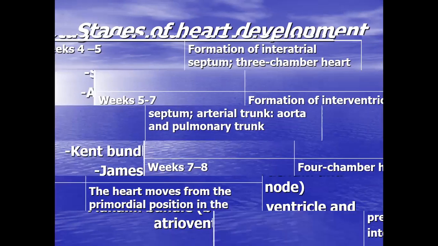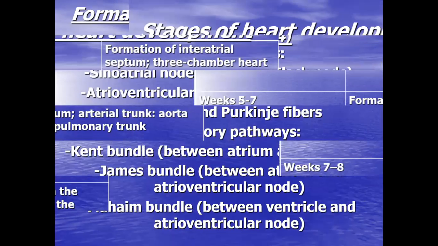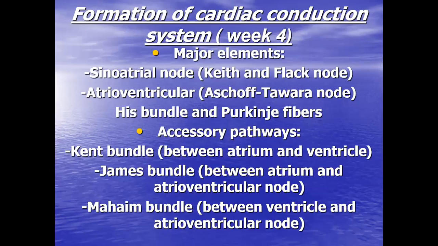From the fourth week, the conducting system of the heart begins to generate with its major structure, namely sinoatrial node, atrioventricular node, and atrioventricular His bundle and Purkinje fibers.